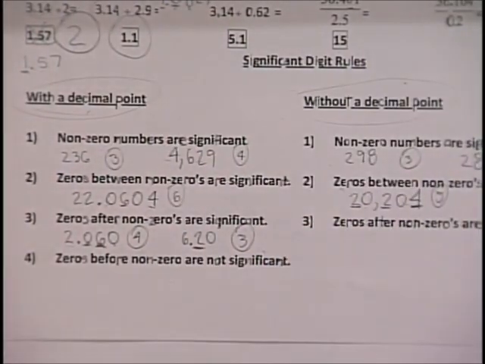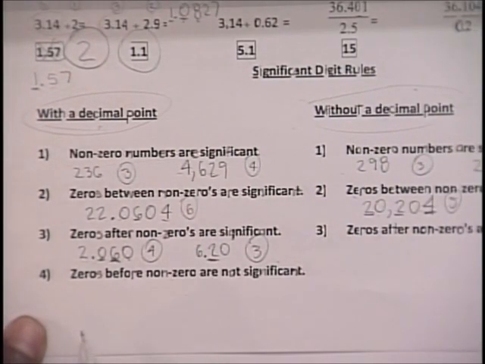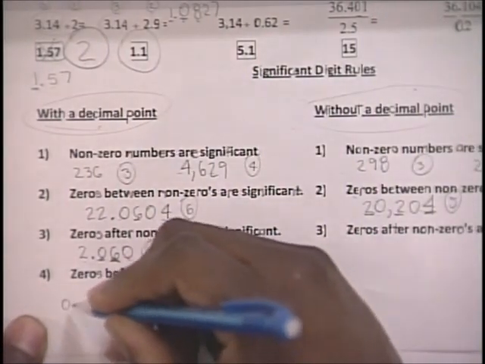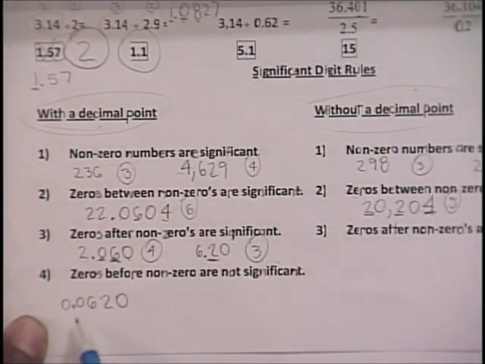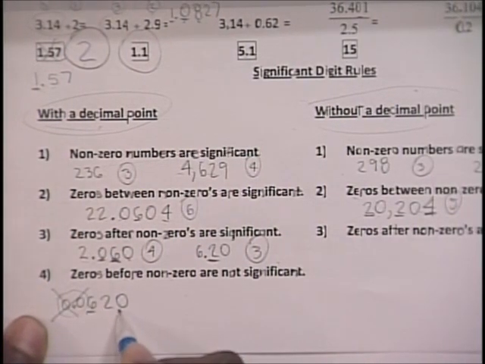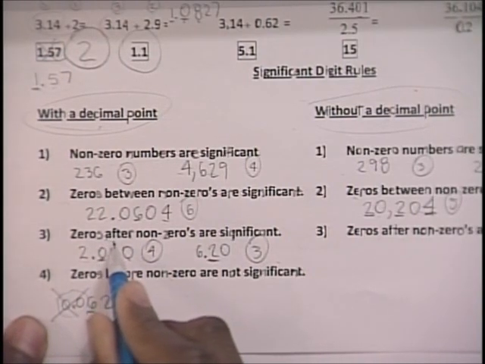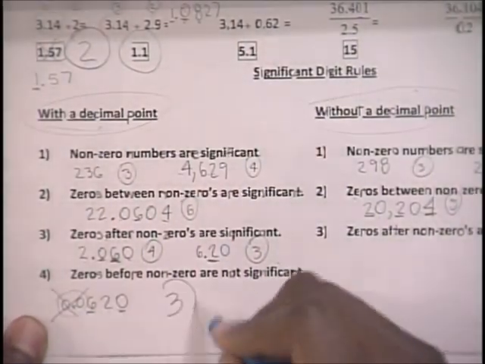Let's go through a couple more rules that we talked about last week. If you have a 0 before a non-zero number, those are not significant. An example of that rule would be 0.0620. Here you have a non-zero number, and then you have zeros before that non-zero number. By rule, these zeros are not significant. However, this last 0 is significant because of this third rule here. It's a 0 that follows a non-zero number. So in this case, you'd have 1, 2, 3 significant digits.